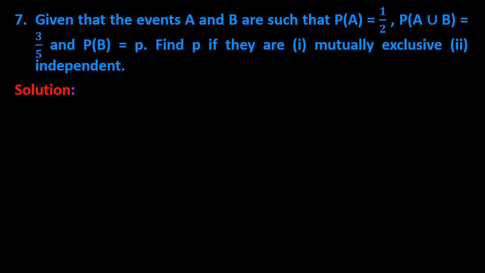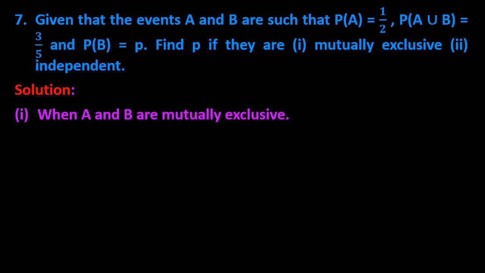Now let me solve question number 7 of exercise 13.2, and the question is, given that the events A and B are such that P(A) equals half, P(A union B) equals 3 by 5 and P(B) equals p. Find p if they are mutually exclusive and independent. So first we consider when A and B are mutually exclusive. So if they are mutually exclusive, then A intersection B will be a null set. So then the probability of the event A intersection B will be 0, because there are no elements in the set A intersection B.